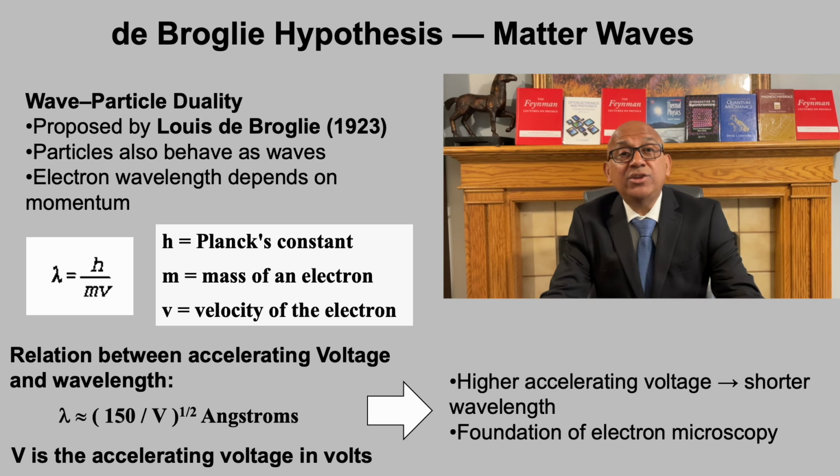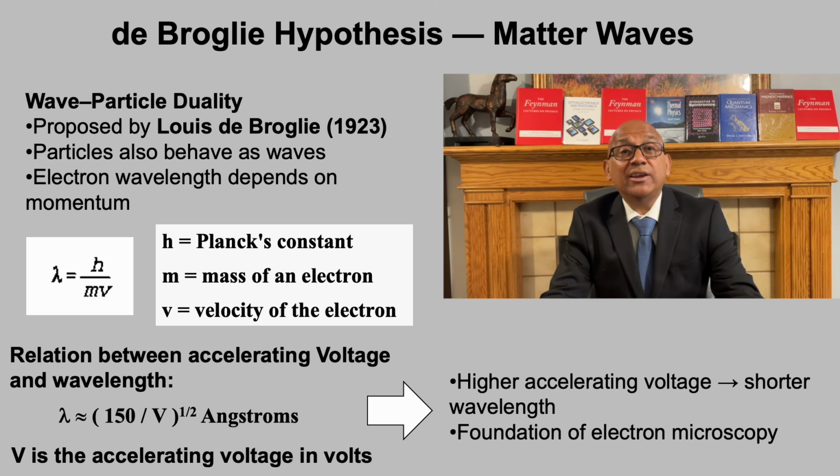In 1923, Louis de Broglie proposed a revolutionary idea. Particles such as electrons do not behave purely as particles, they also exhibit wave-like behavior. According to de Broglie's hypothesis, every moving particle has an associated wavelength, and this wavelength depends on the particle's momentum. For electrons, this means that their wavelength is not fixed, it can be controlled.